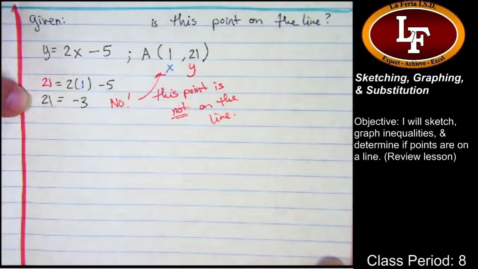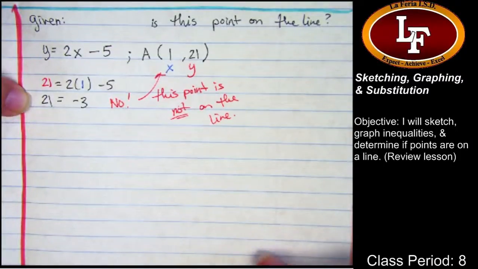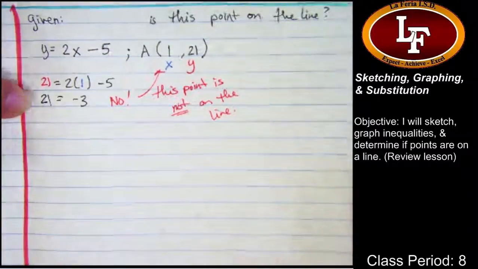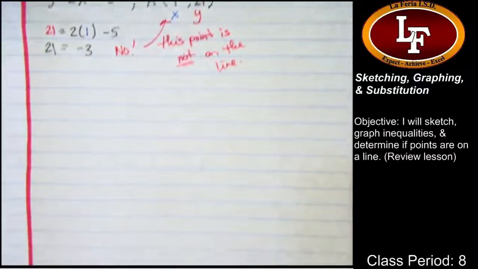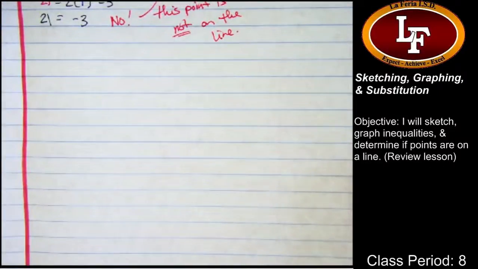What would have happened if the numbers were the same? What if I had gotten 21 equals 21? Then it would be yes. Would the point be on the line? Yes. So you should now be able to do 18 through 23 in your workbook with this information, because it's just over and over again. You're just running this test. All right, I have one last section to do. That's the graphing of inequalities.